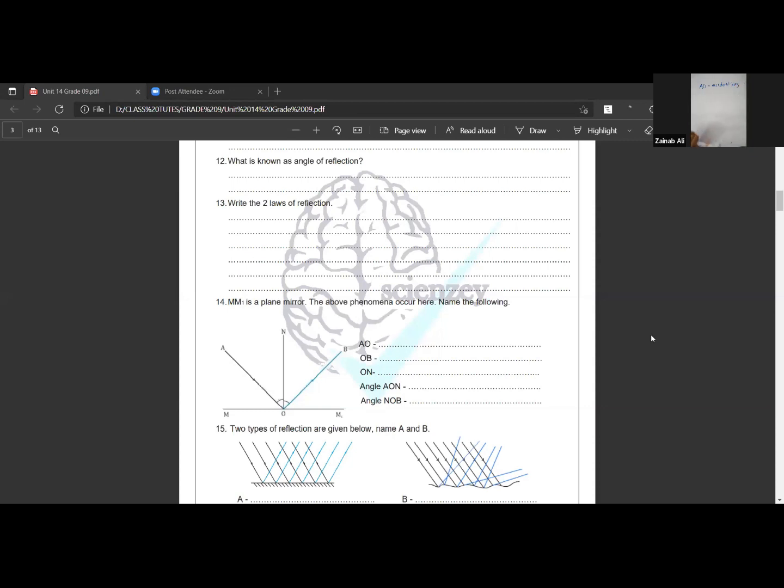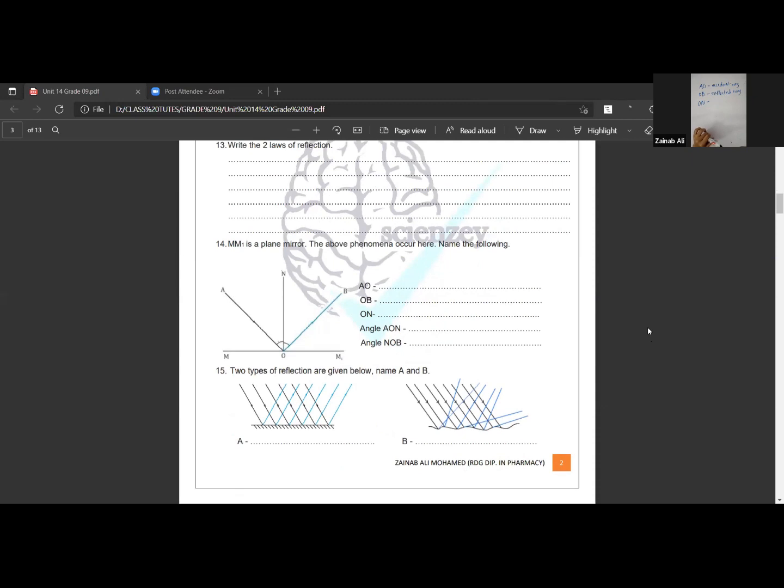And then Atika Akmal, can you tell me what is OB? Reflected ray. Yes, that's correct. Reflecting ray or reflected ray. Okay, reflected ray is OB. Then the next one, ON. Mariam Zafir Ali, what is ON? Normal. Or you can write it as normal line.